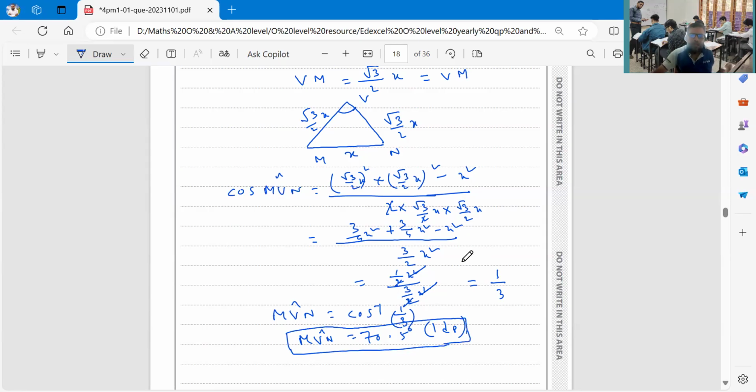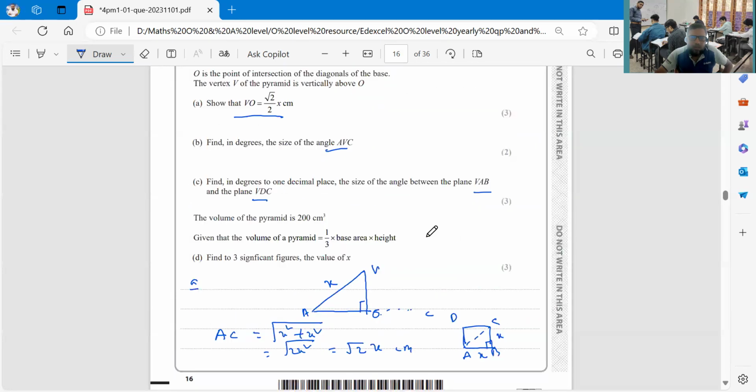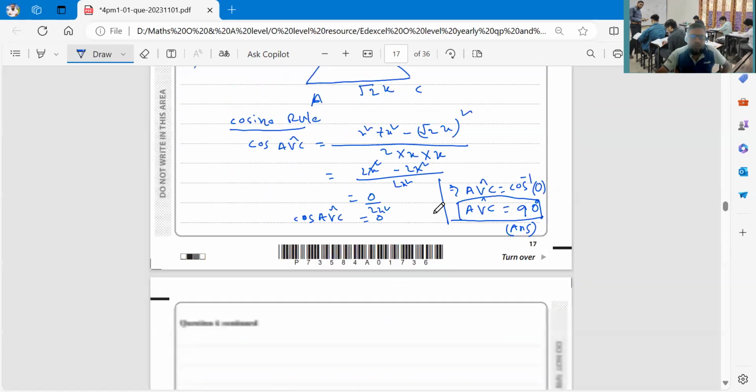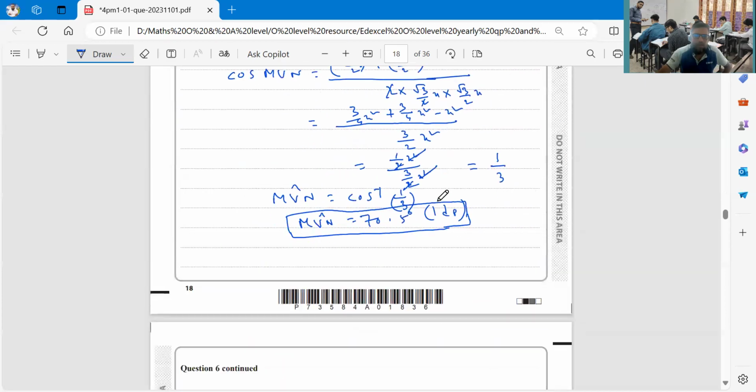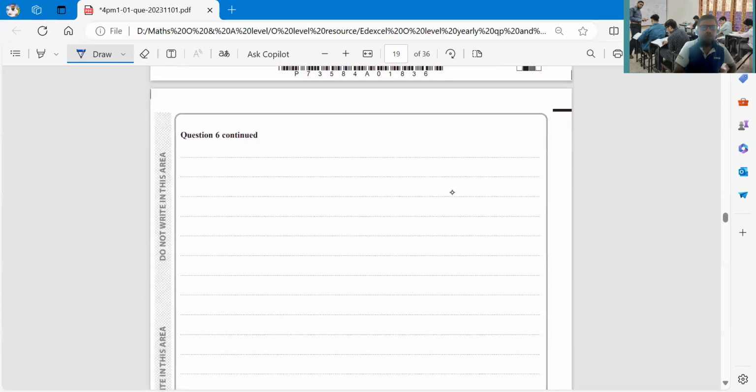Okay. And the last part of the question, part D: the volume of the pyramid is 200 centimeter cube. And look at the formula given. Volume of the pyramid equals to 1 by 3 into base area into height. And the question asks you to find the value of x. So first write the formula here. Volume of pyramid equals to 1 by 3 multiply base area into height.